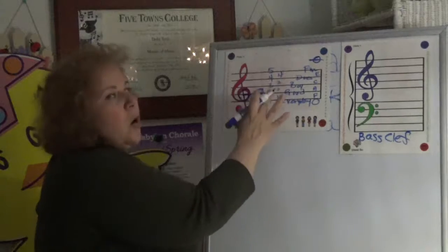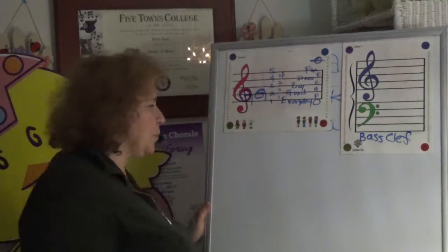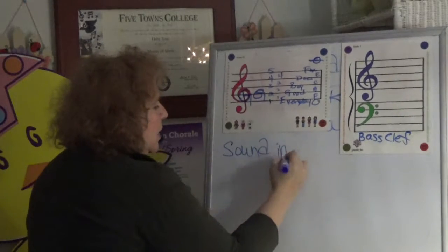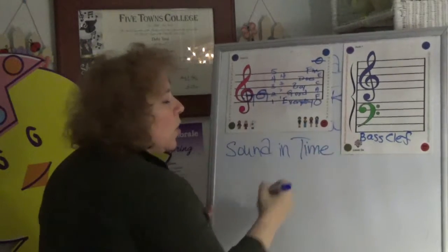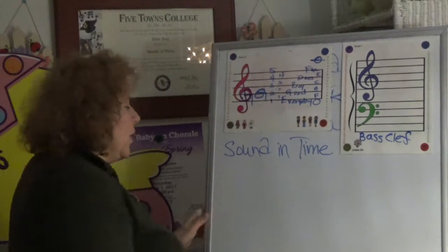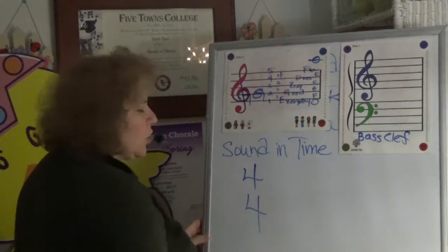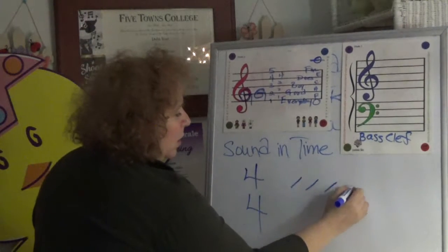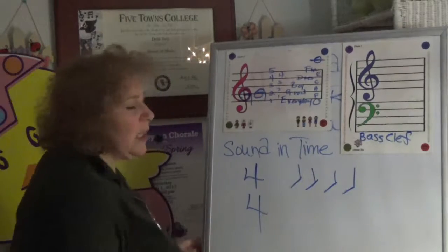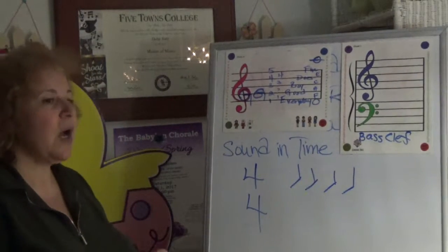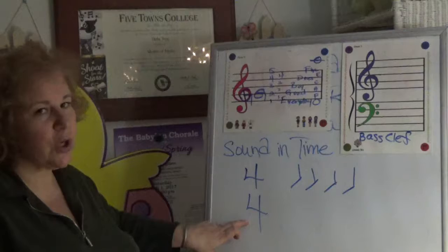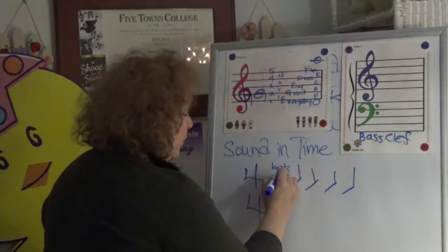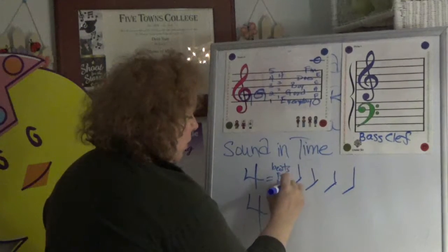Okay? This is tone, but sound has time. Music is sound in time. How do we know how long or short to sing a tone? That is with what we call the time signature. Time is counted in beats. Each beat is represented by a value. This 4/4 time represents 4 beats per measure or bar line.